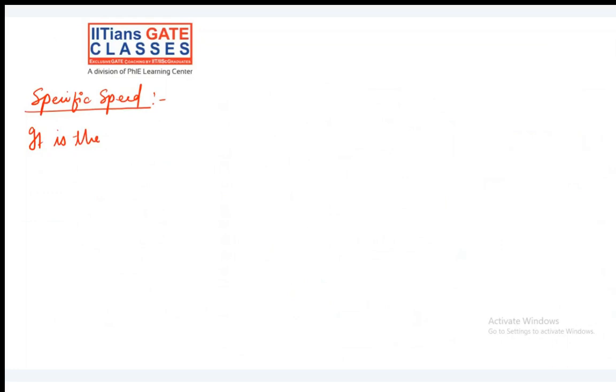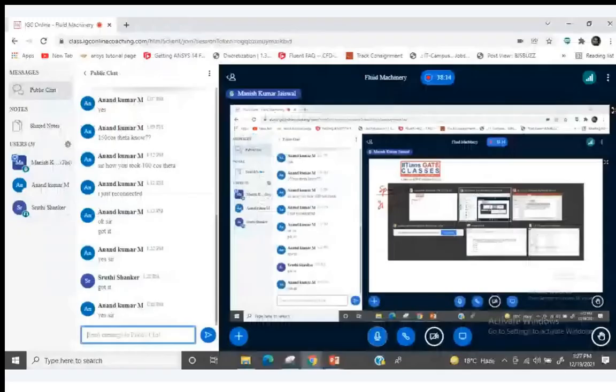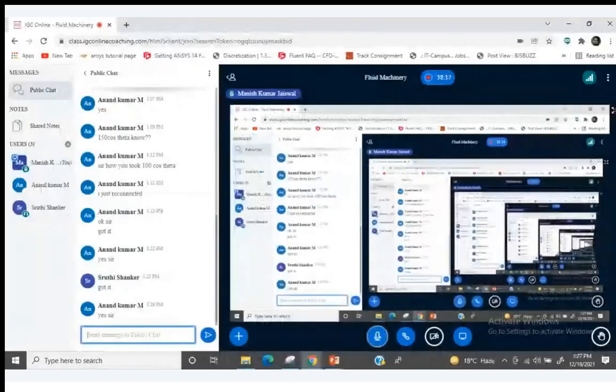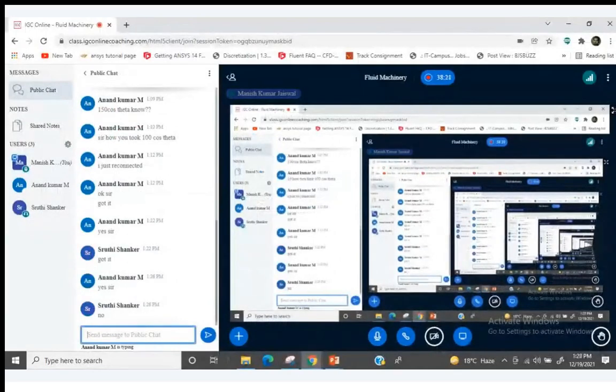Geometrically similar, you must have done this in dimensional analysis, model and prototype analysis. You must have done geometrical similarity, what is kinematic similarity, what is dynamic similarity. Do you know these facts? Do you know what is geometrical similarity and all? Tell me. Yes, okay.